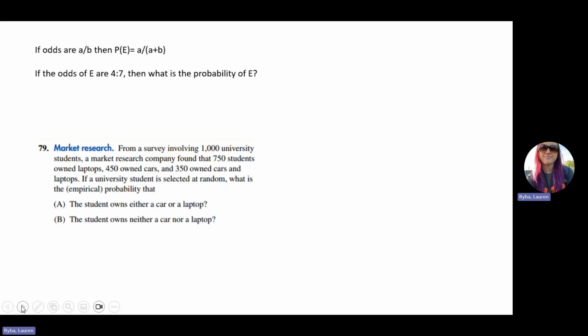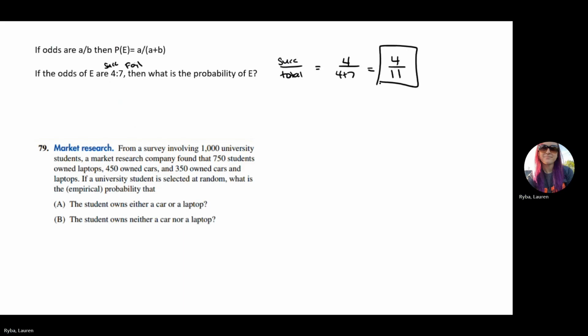If odds are A over B, then the probability of that event is A over A plus B. So if the odds of some event are 4 to 7, I can go to the probability. So if this is the number of successes, 4, 7 is the number of failures. If I want probability, that's successes over total. So there's 4 successes over a total of 4 plus 7, 11. So probability and odds are related to each other. It's just a matter of, are you comparing successes to total or successes to failures?